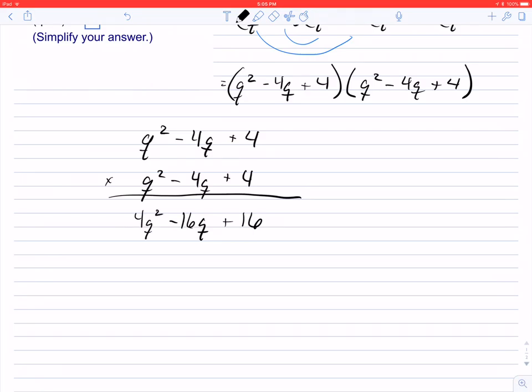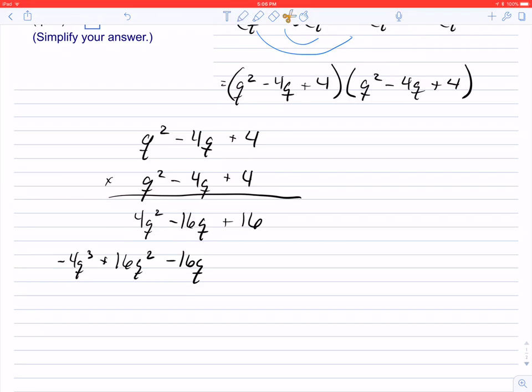Now I'm going to move to the next item. Negative 4q times 4 is a negative 16q. Negative 4q times negative 4q is positive 16q squared. And then negative 4q times q squared is negative 4q cubed. Okay, and we'll move on to the last one.